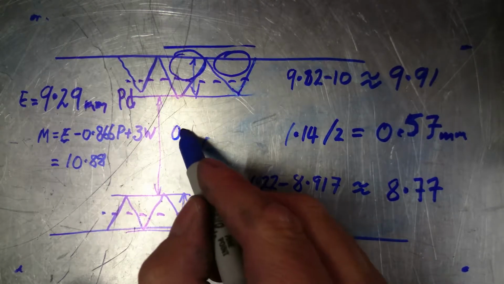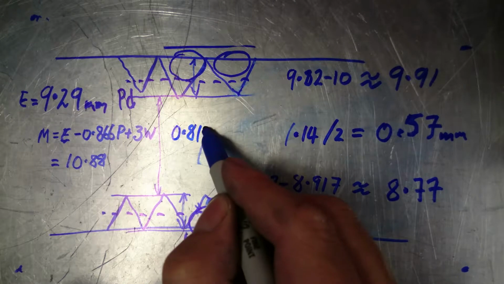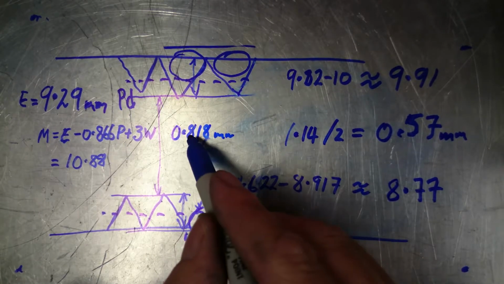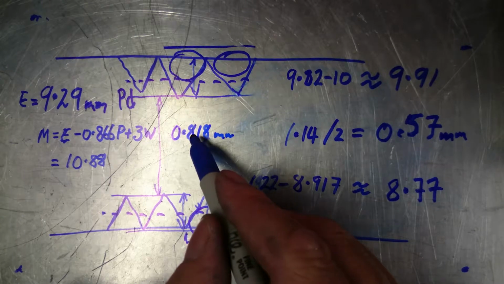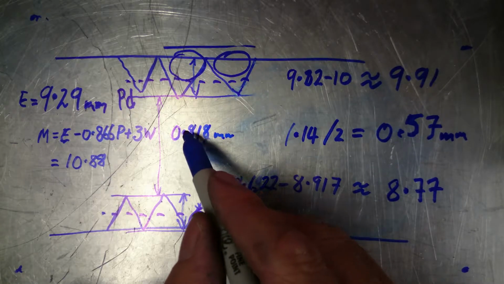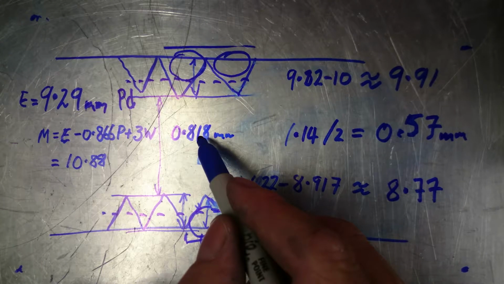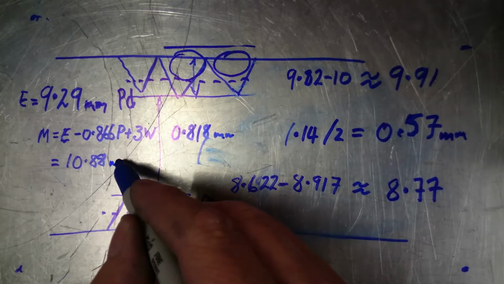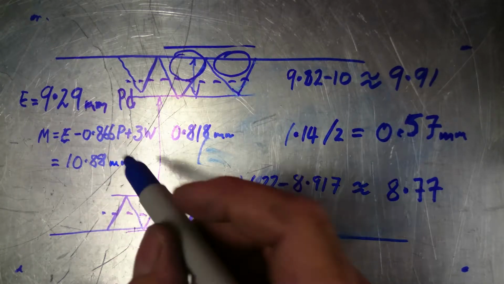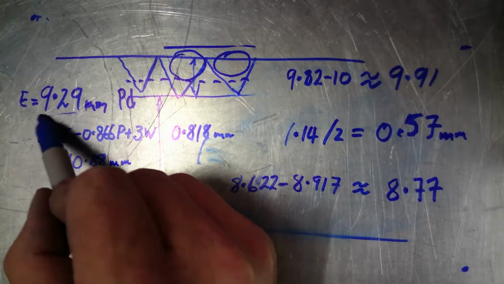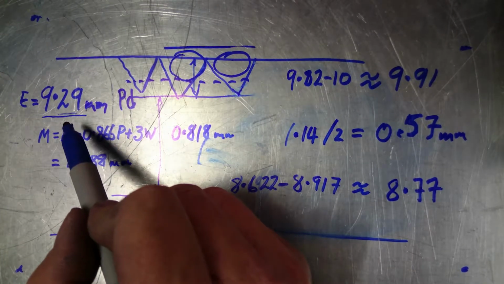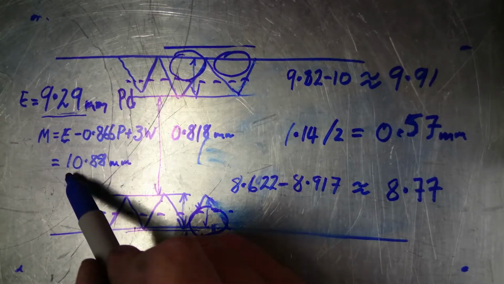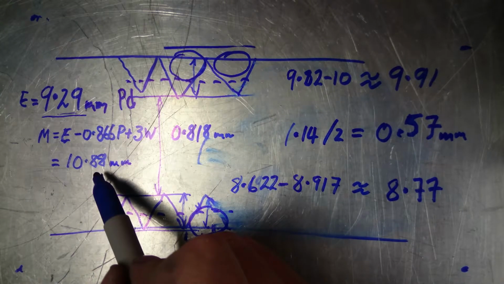Now in my previous video you'll see that I've used wires of 0.818 millimeters, which again is within the specification of wire sizes that you can use to measure a 1 millimeter pitch thread. And that calculation gives me a reading of 10.88 millimeters. Again, that's the average. There's a tolerance on the pitch diameter, but using the average pitch diameter, it gives me a reading of 10.88.